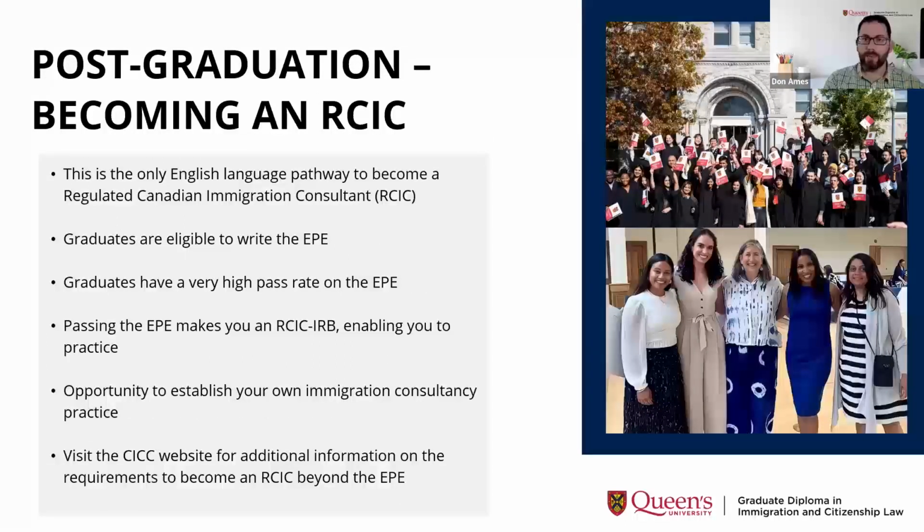So I've already covered the requirements of becoming an RCIC. You have to complete our program, then you write the EPE, and after that, you get the immediate designation of being an RCIC-IRB. That enables you to practice. There are some additional requirements from the CICC for those who want to become RCICs in general. There's a mentorship program and some professional development opportunities you have to participate in, but all of that is covered within the CICC's website.